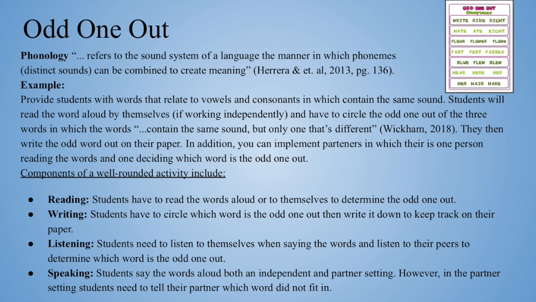The components of a well-rounded activity include reading, writing, listening, and speaking. This activity includes reading because students have to read the words out loud or to themselves to determine the odd one out. This includes writing because students have to circle which word is the odd one out and then write it down to keep track of on their paper. This includes listening because students need to listen to themselves when saying the words and listen to their peers to determine which word is the odd one out. Lastly, speaking, students say the words out loud both in independent and partner settings. However, in the partner setting, students need to tell their partner which word did not fit in.